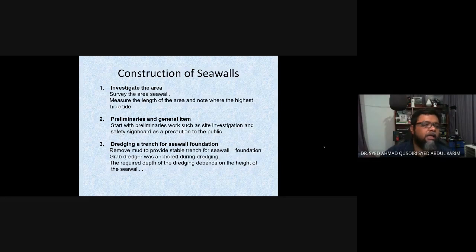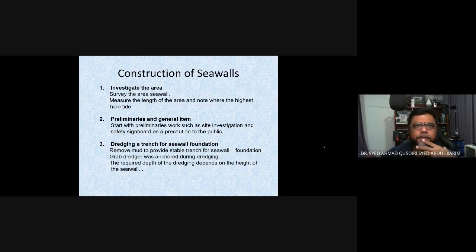Not just daily high and low tide, meaning that the highest tide in 100 years needs to be observed. Because sometimes during hurricane season, things like that, the tide will go higher than normal. So that has to be taken into consideration.